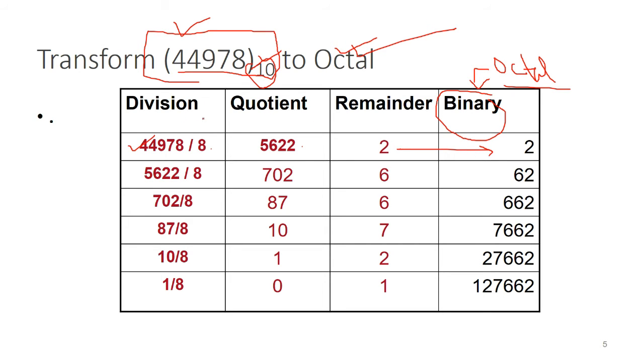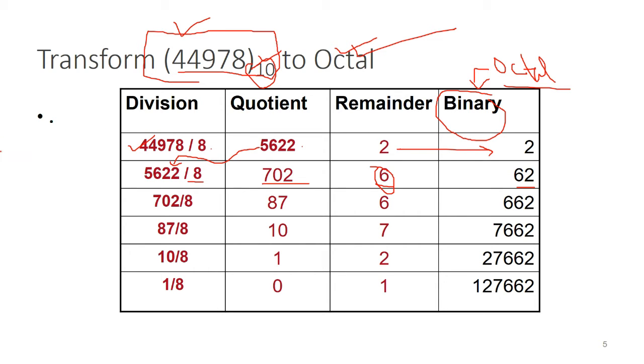Then again, the number that was found as a quotient should again be divided by 8. So now we get a quotient of 702, and in this case we get a remainder of 6. Then again, this 6 can be written on the left-hand side of this 2.